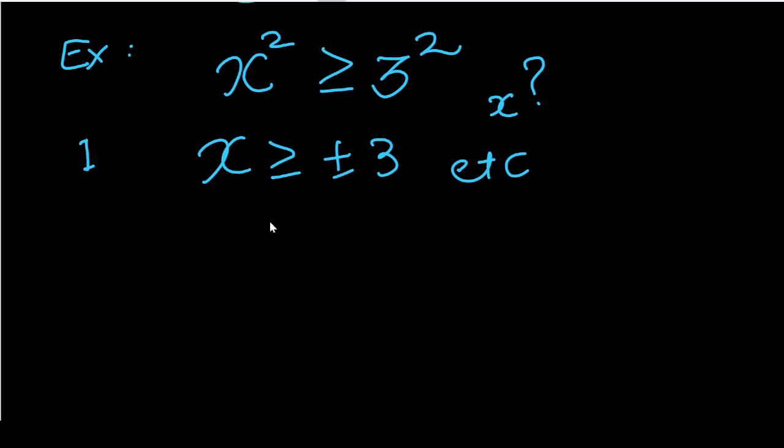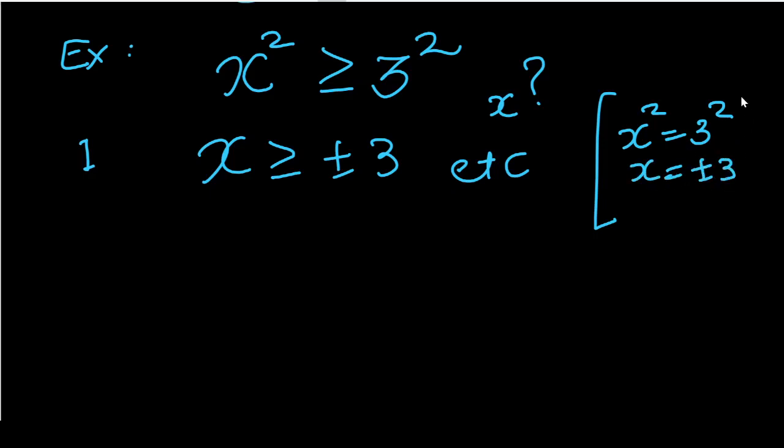So guys, in case of an equation, this is what we used to do. x square equals 3 square. Then in the next step we used to write x is either 3 or minus 3. But here we cannot do this because there is no such rule. So this approach is wrong.